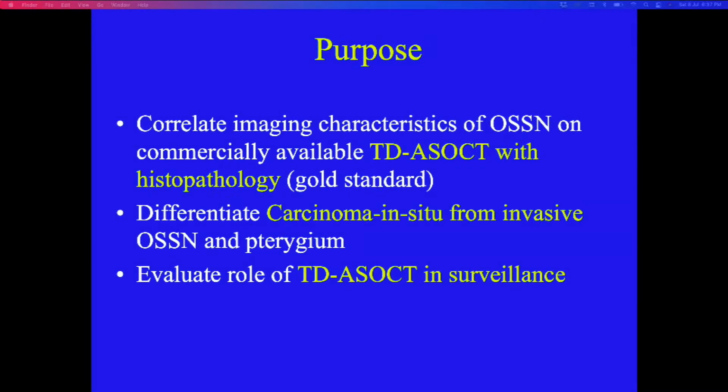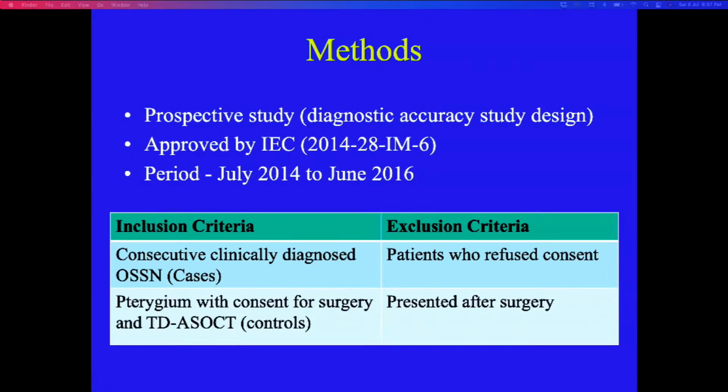So what was the point? How do you know? So was it useful in surveillance? These were the objectives that we set out. Of course, we had consecutive clinically diagnosed OSSN cases. And what was the control at that point of time? We thought, well, pterygium patients could definitely be, and it was ethics approved, and it actually ran between 2014 to 16. So that's the background.